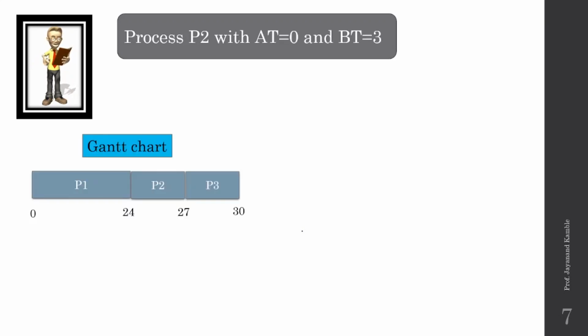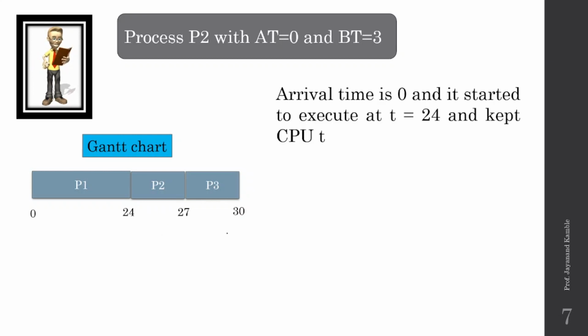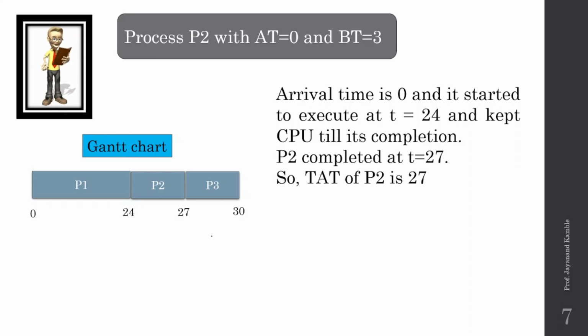Now let's understand the turnaround time calculation for the second process, P2, with arrival time 0 and burst time 3. The same Gantt chart we will be using. As arrival time is 0, it started to execute at t equal to 24 and kept the CPU till its completion. P2 completed at t equal to 27. It started at 24 and completed at 27. However, it was submitted at 0, so it has to wait from 0 to 24, got control at 24 and completed at 27. So the turnaround time of P2 is 27.